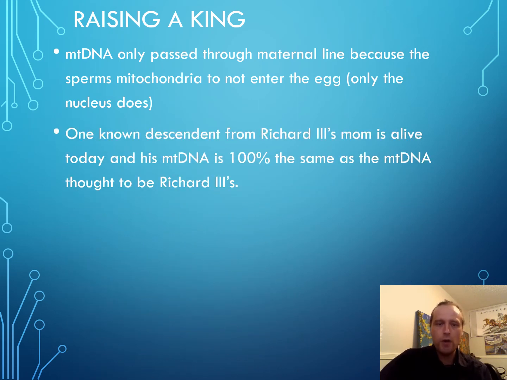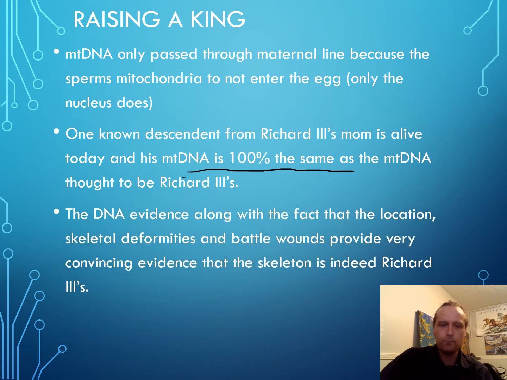Turns out that there is one known descendant from Richard III's mom who's still alive today. And it turns out that his mitochondrial DNA is 100% the same as the mitochondrial DNA thought to be Richard III's in that skeleton that was found underneath a parking lot. The DNA evidence, along with the location, skeletal deformities such as the very curved spine, and also battle wounds provide very convincing evidence that the skeleton is indeed Richard III's.